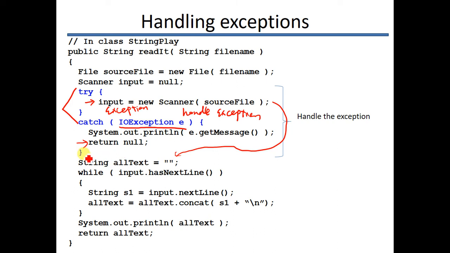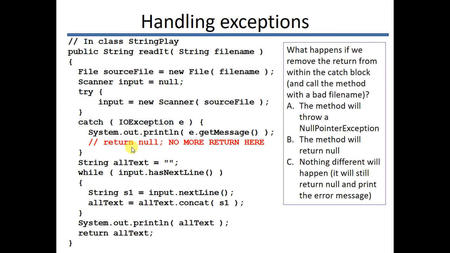So the idea is, after catch, if you don't have this return null, what do you think will happen? If the try and catch are the same, what if I don't have this return null in here? If I comment it out, what do you think will happen in here? A, B, C. So think about it. You can pause the video. So let's look at the answer.